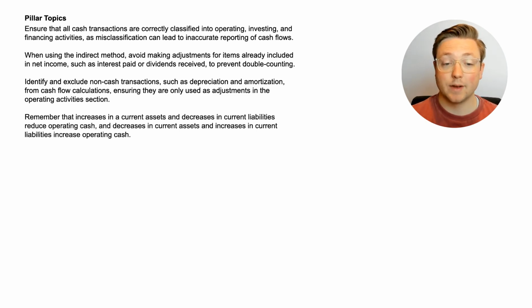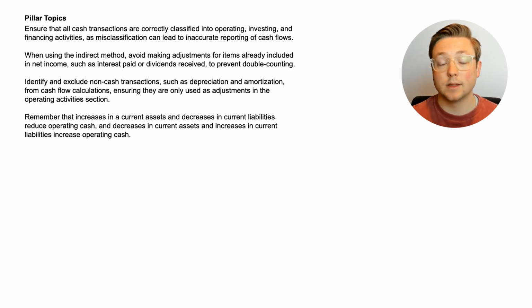Also, you have to identify and exclude any non-cash transactions, such as depreciation and amortization, from cash flow calculations, ensuring that they are only used as adjustments in the operating activities section. So again, remember that non-cash things should be added back to net income, such as depreciation and amortization.